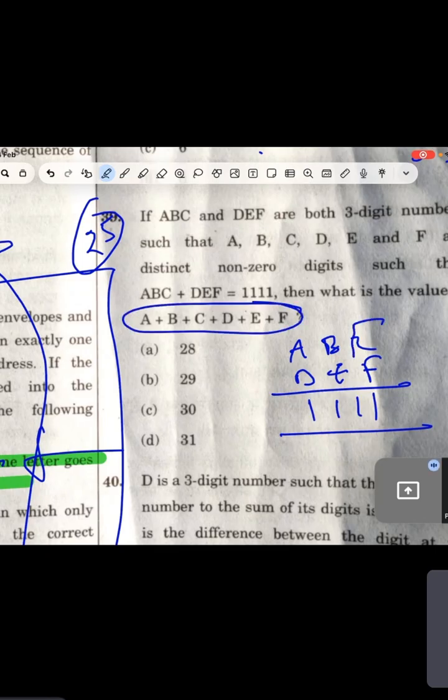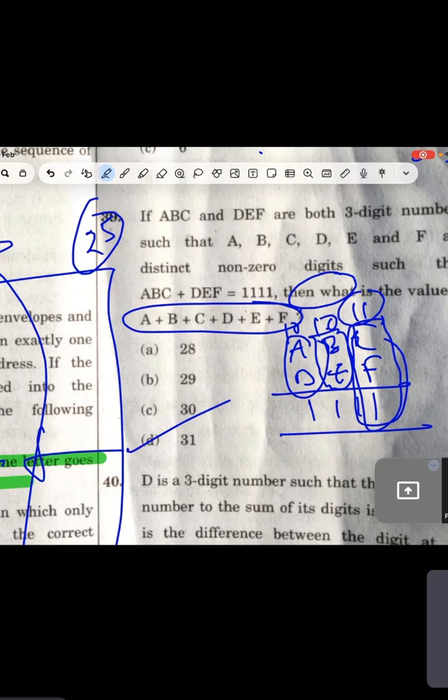So guys, definitely here it will be 11. Why? Because you cannot take 0, because of the non-zero digits. So it will definitely be 11. So 1 carry on, so it will definitely be 10. 1 carry on, it will definitely be 10. So 10, 10, 20, 20 plus 11, 31. No need to find the individual values, guys, here. They are asking the cumulative value.